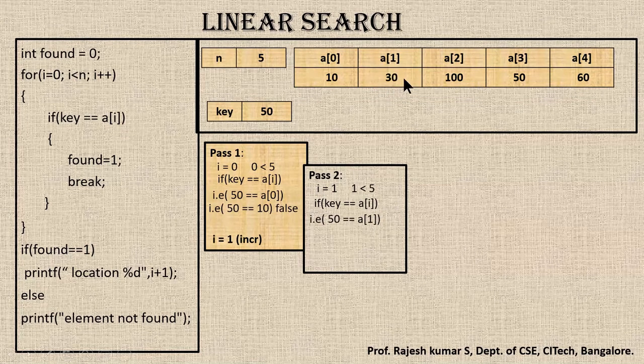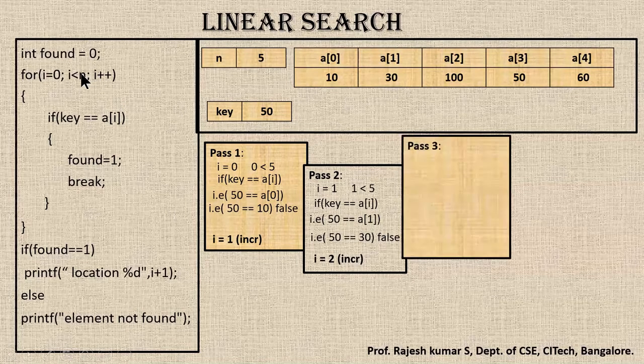The element stored at the location e of 1 is 30. Is 50 equal to 30? No, false. Again, i gets incremented. i will become 2. Again, I'm checking for the condition 2 is less than 5. Yes, 2 is less than 5. I'll come inside the for loop.